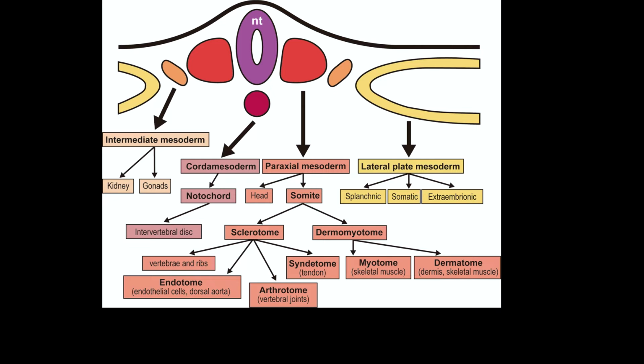Now for the lateral plate mesoderm, this is divided into three: the splanchnic, somatic, and extraembryonic. But focus yourself on the splanchnic and the somatic. The intermediate mesoderm will not be discussed thoroughly here, since they will only form the development of the kidneys and the gonads. So for the development of the muscles and the bones, the intermediate mesoderm has no direct contribution.